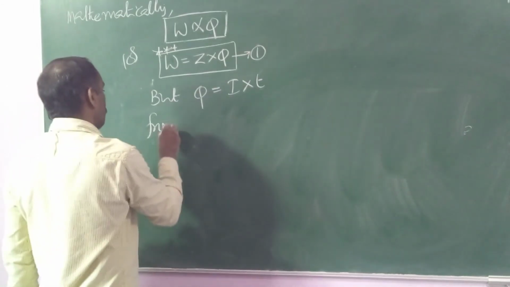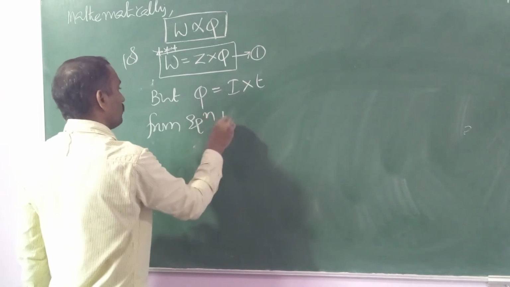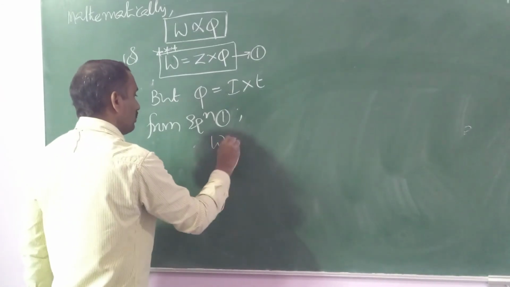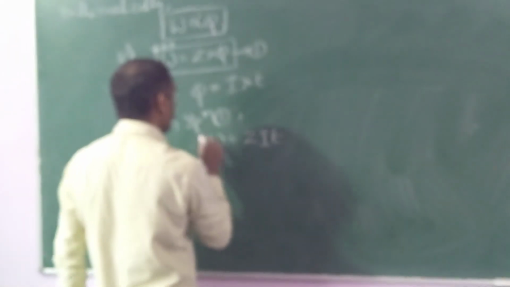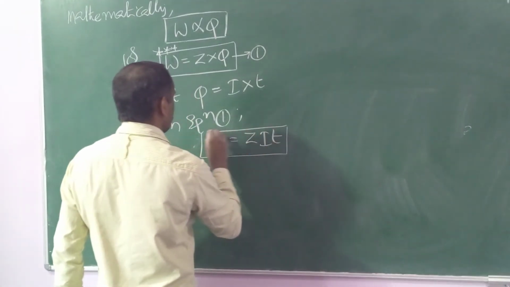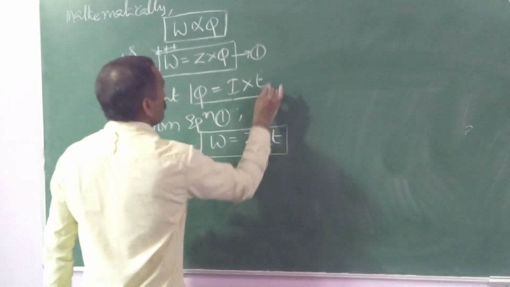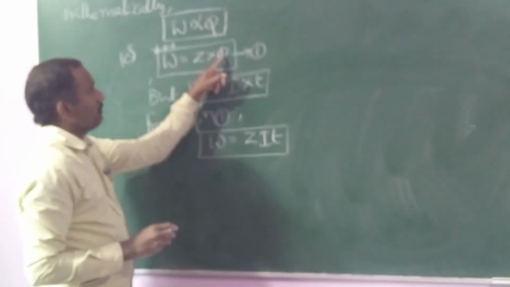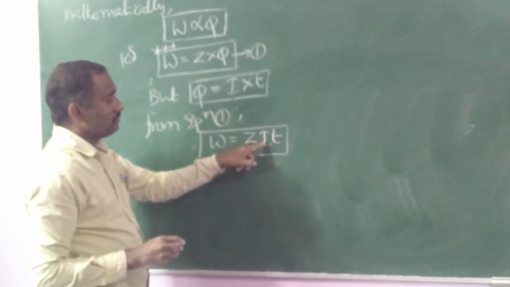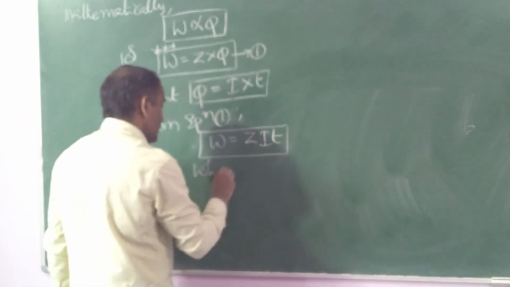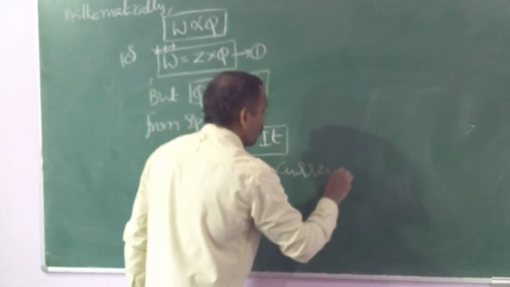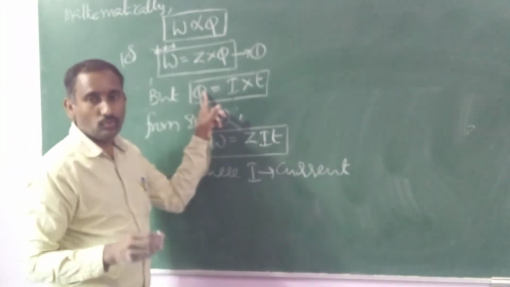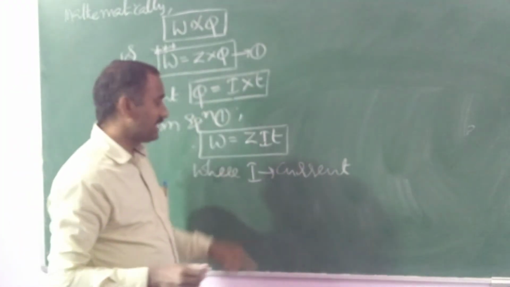Therefore, from 1, W equal to Z into, in place of Q, you have to substitute IT. So, very important. The basic formula is Q equal to I into T; in place of Q, you have to substitute I into T, where I stands for current strength in amperes. Coulomb symbol is Q, ampere symbol I.